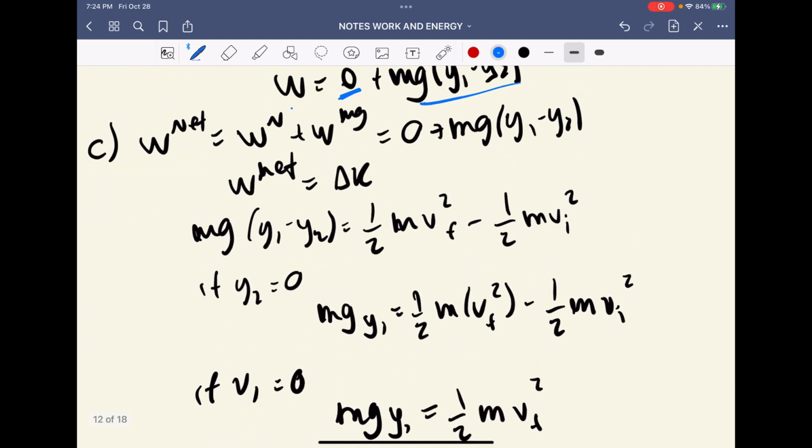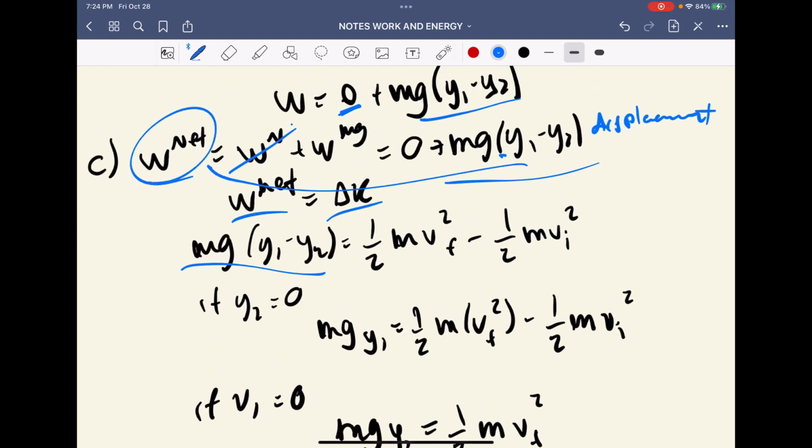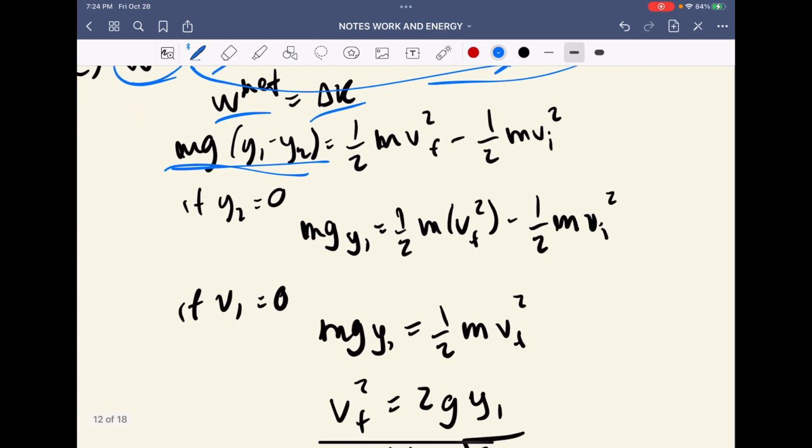W net is going to be equal to work n plus work mg. Work n is already 0, so we're just going to have mg times (y1 minus y2), which is the displacement. And work net equals the change in kinetic energy. We have the work net that we already got from here, so we have it equal to this formula, right? 1/2 mv squared final minus that initial.